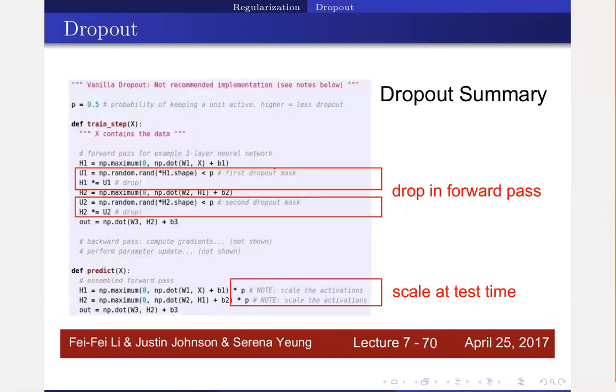So basically, in the forward pass during training, we randomly drop out some of these nodes with this probability p here, and when doing prediction, we need to scale the weights by p here.